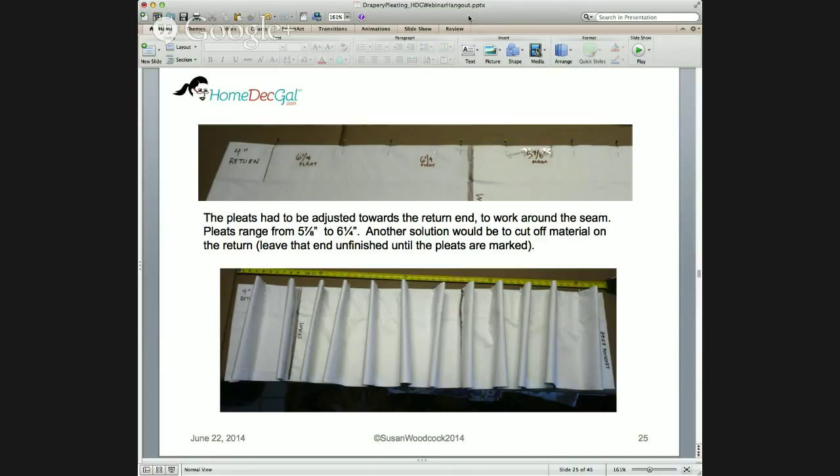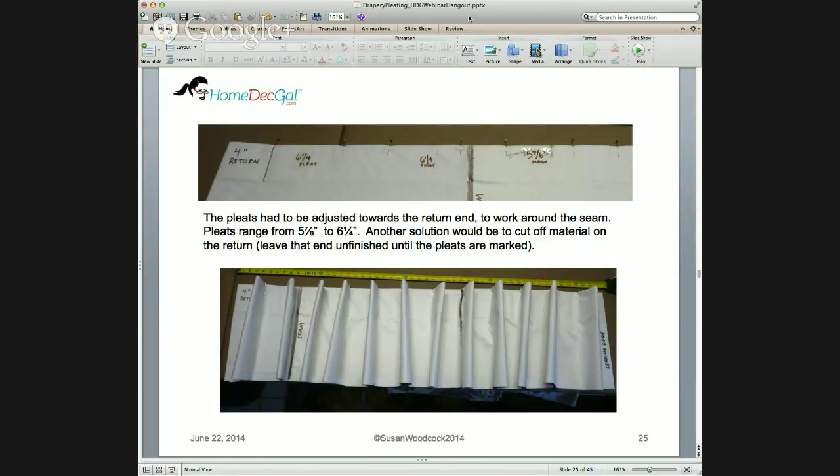So you can adjust your pleat sizes. A 6 1/4 inch pleat and a 5 7/8 inch pleat is going to look fine. Nobody will be able to tell that it's not 6 inches. But your spaces have to stay consistent because it has to fit the rod. If I took fullness out of the spaces and said, well, let's make a 3 1/2 inch space, it won't fit the rod. You need that 4 inches.